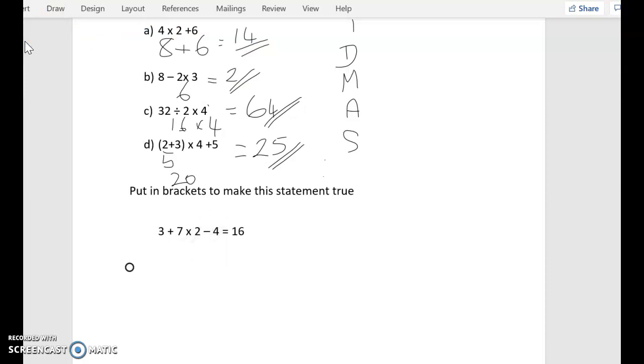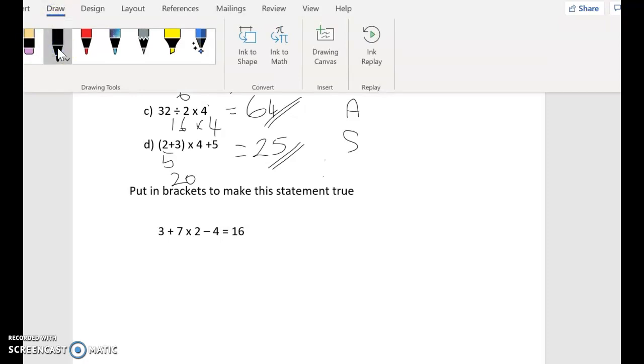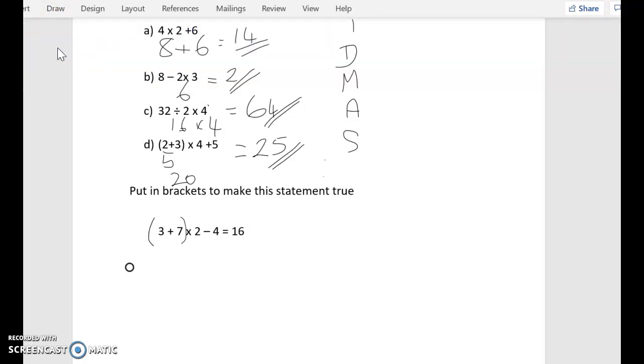Right, let's try from the beginning, shall we? Here we've got 3 plus 7. So 3 plus 7 is 10. Then I do multiplication next. So 10 times 2 and then minus the 4. 10 times 2 would be first, so that gives us 20. And 20 minus 4, yes, it does give us 16. So the bracket should go round the 3 and the 7 to do that first.